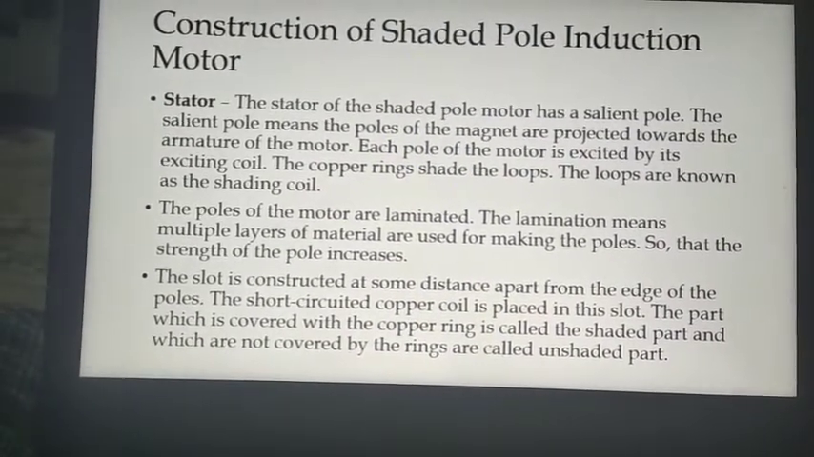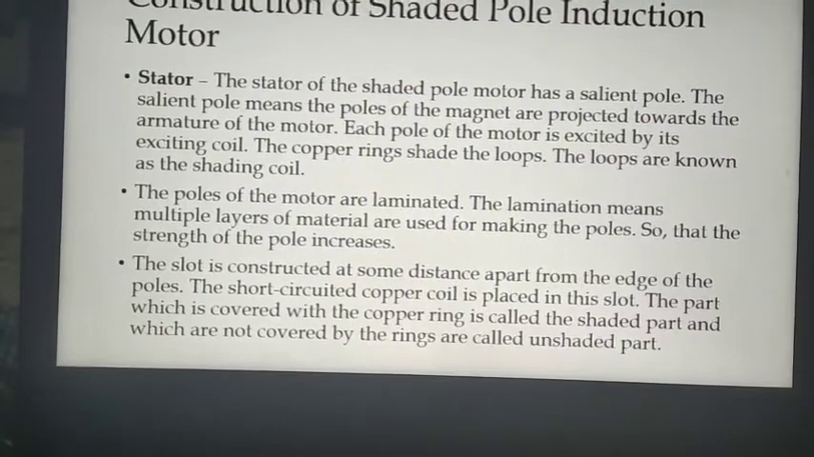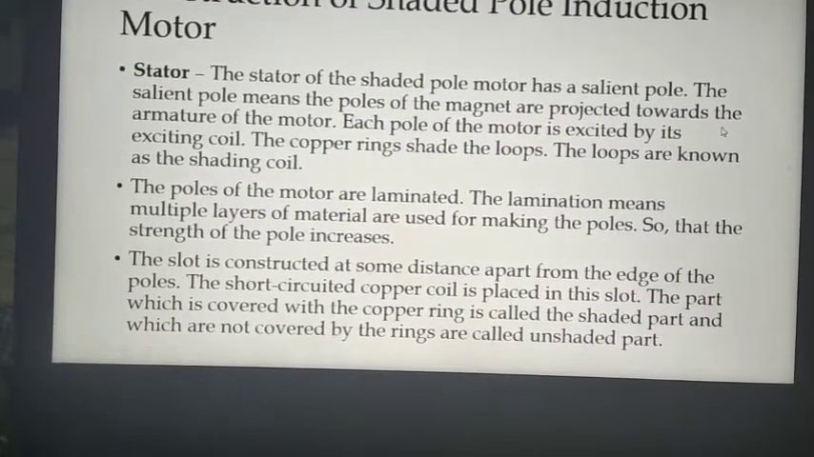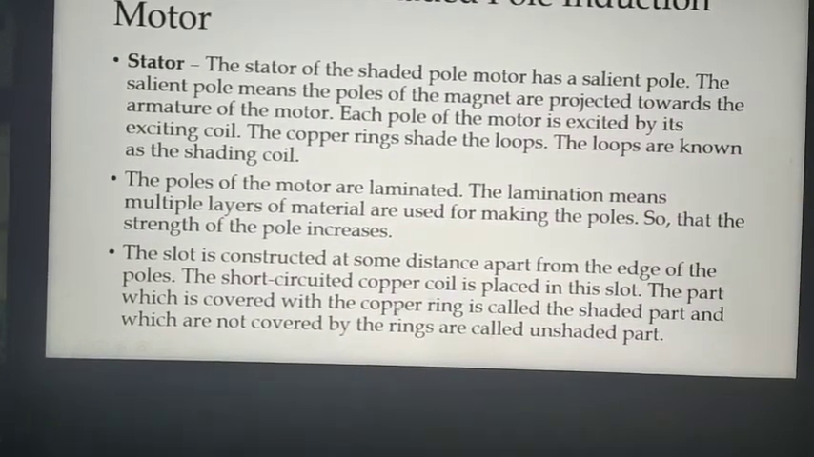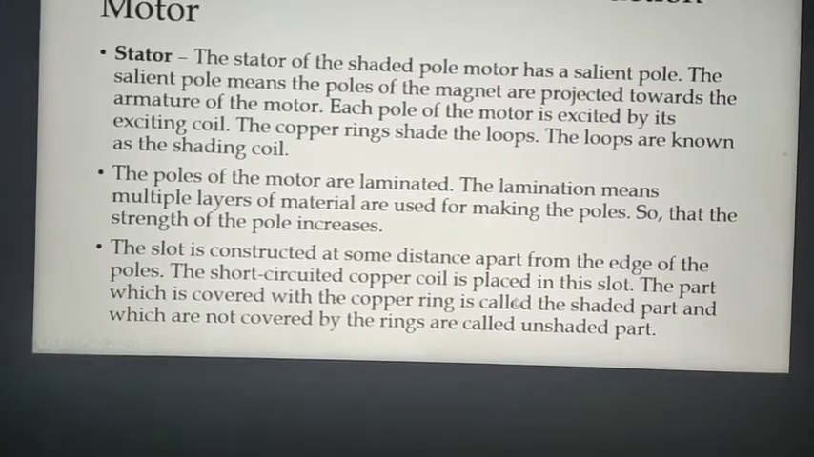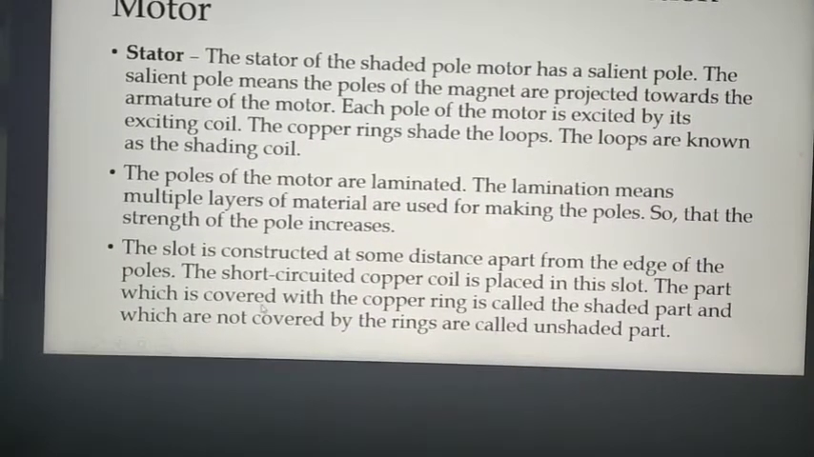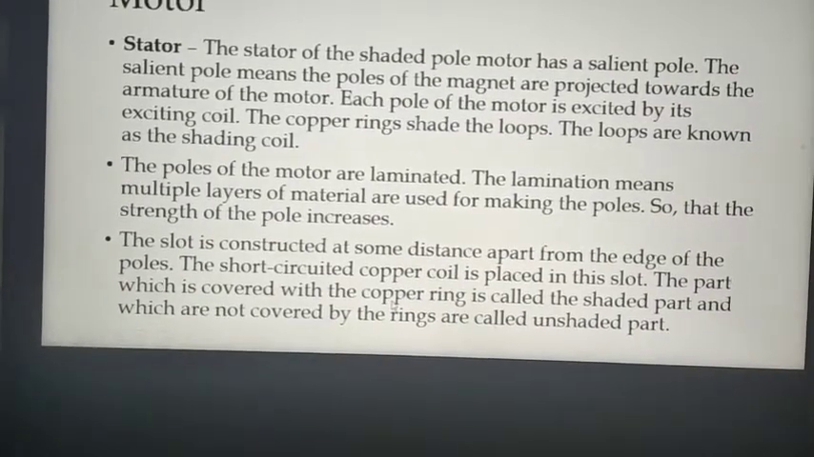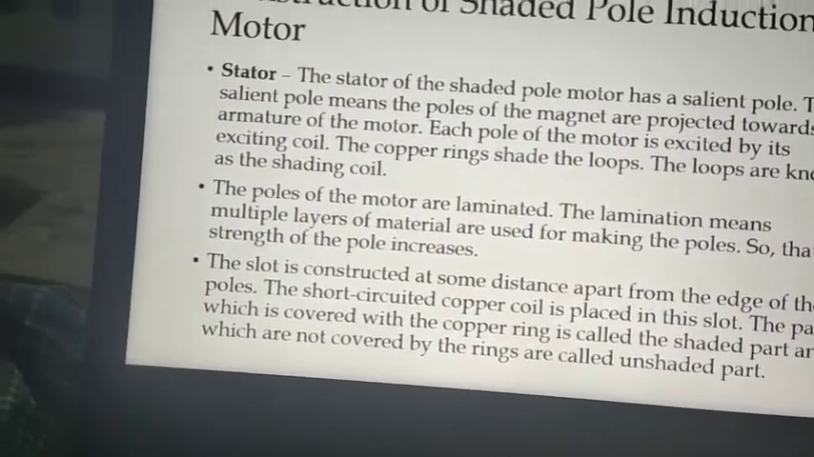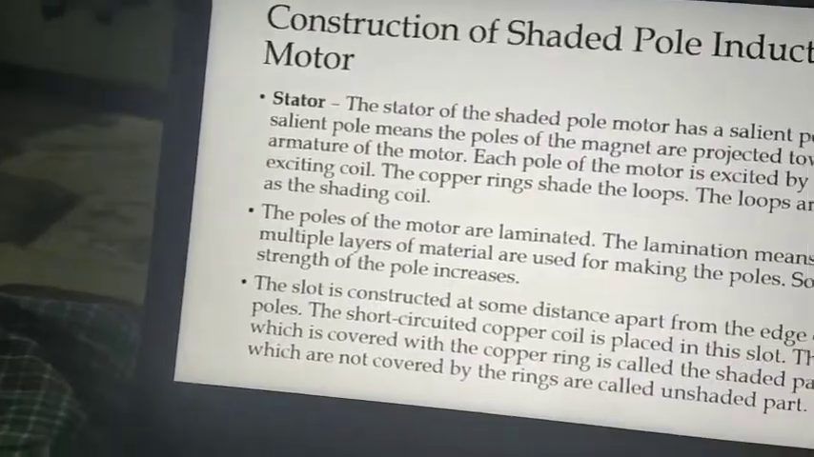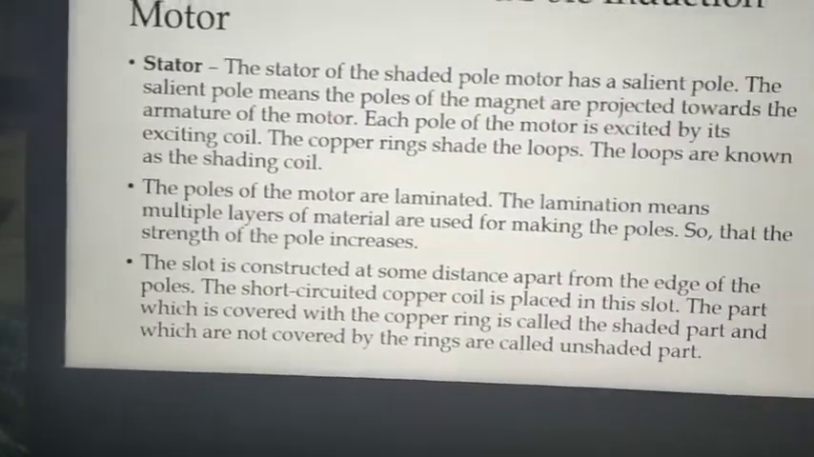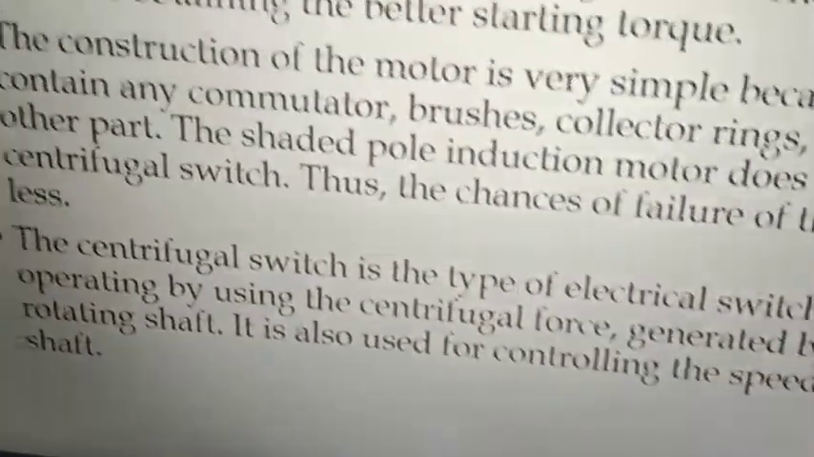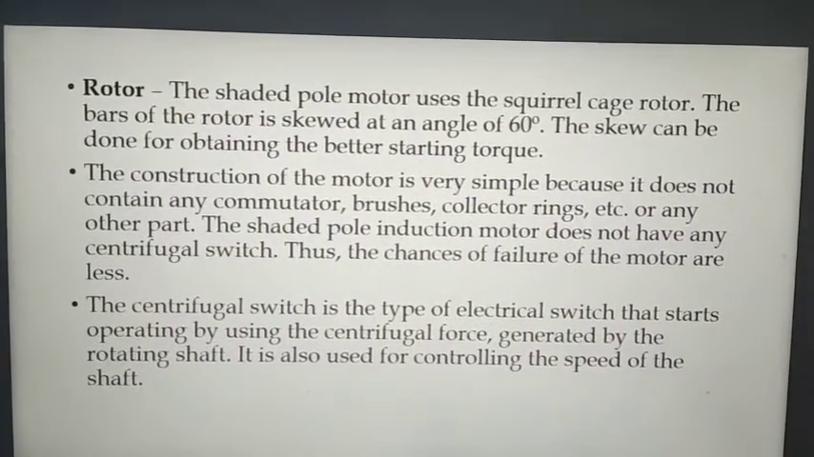The slot is constructed at some distance apart from the edge of the poles. The short-circuited copper coil is placed in the slot. The part which is covered with the copper ring is called the shaded part. So we have the copper ring, and that ring will be wound on the poles. That is the stator, the main thing.